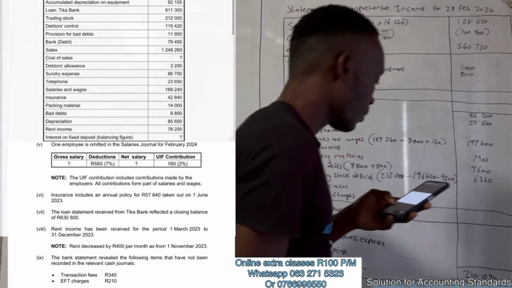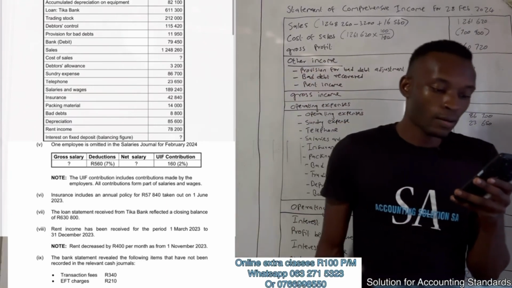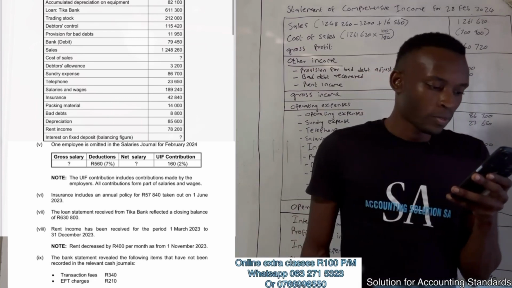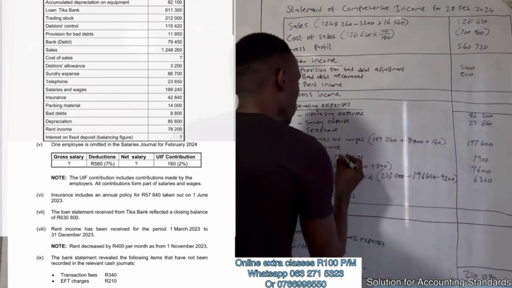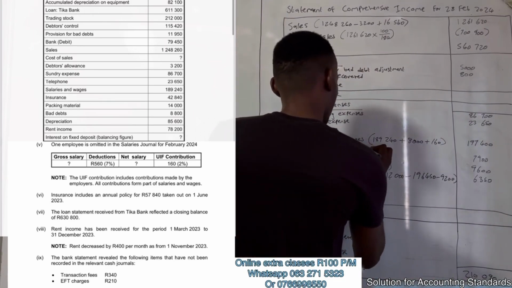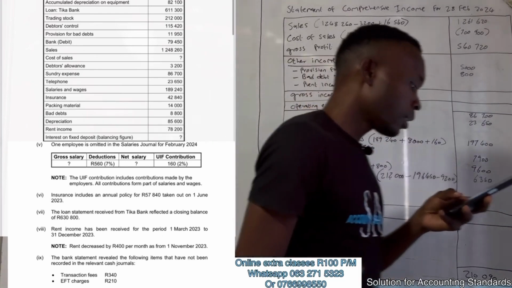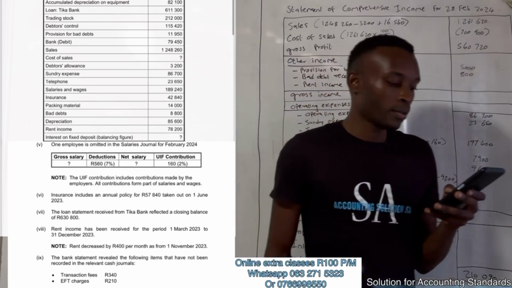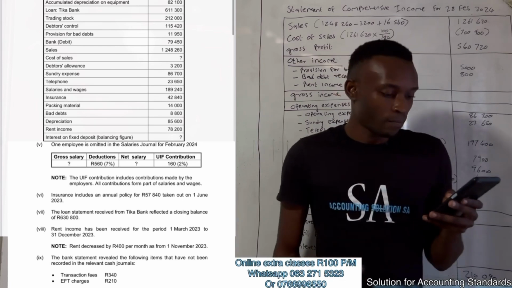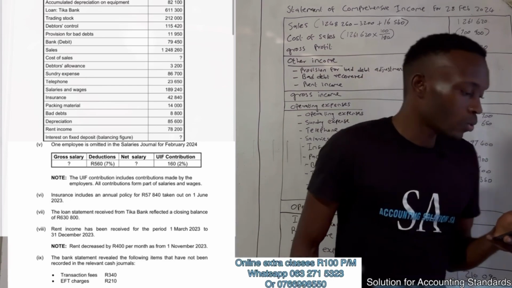Insurance includes an annual policy of 57,840 taken out on 1 June 2023. Let's first check. Insurance was 42,840 before anything else. Here they say that the annual policy of 57,840 is annual, which means it's 12 months. They say it was taken out on 1 June 2023.